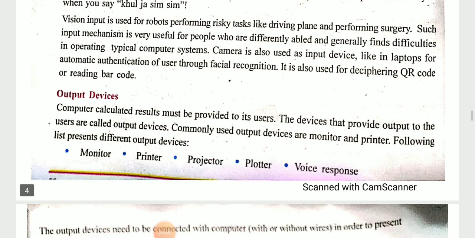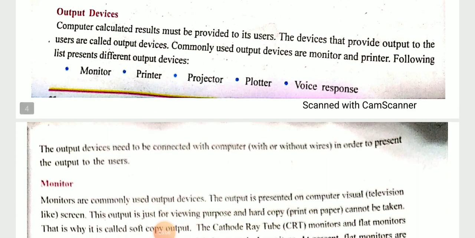Now, next, output devices. Output devices are used to give us output. The result calculated by the computer must be provided to its users. The devices that provide output to the users are called output devices. Commonly used output devices are the monitor and printer. The following list presents different output devices: monitor, printer, projector, plotter, voice response. They are all output devices.